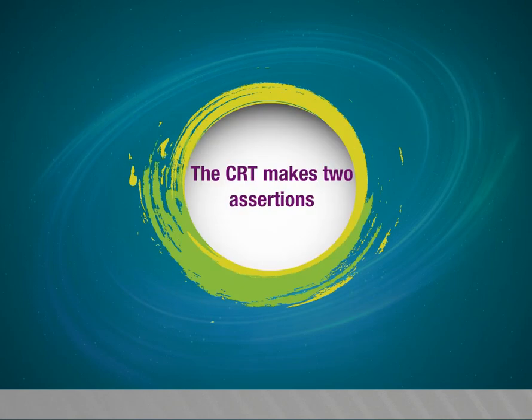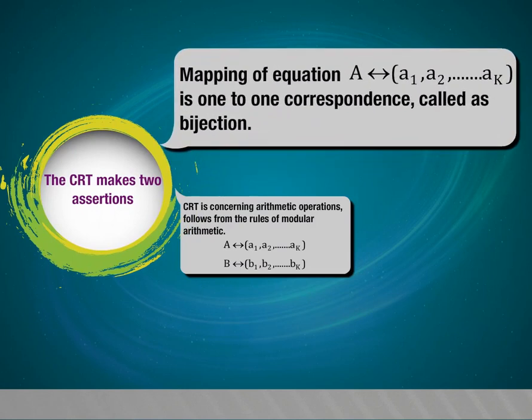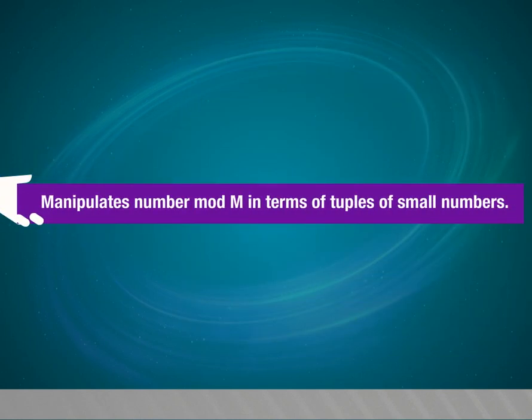The CRT makes two assertions. First, the mapping A equivalent to (a1, a2, and so on up to ak) is a one-to-one correspondence, called a bijection. Second, the CRT concerns arithmetic operations, which follow from the rules of modular arithmetic. A is equivalent to (a1, a2, and so on up to ak), and B is equivalent to (b1, b2, and so on up to bk). It manipulates numbers mod m in terms of tuples of small numbers.